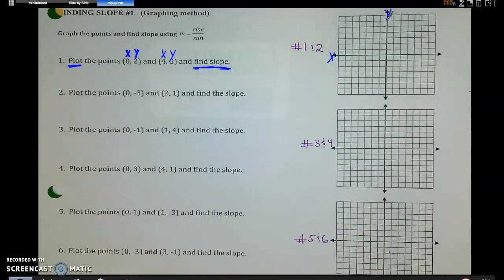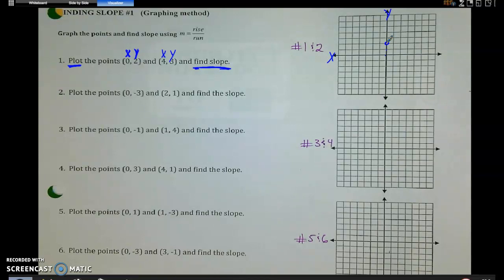So let's look at our first point, 0, 2. So we go to 0, 0 is right in the middle, okay? Now, I'm not actually going to put a point right there. I'm just going to hold it right there, and then I need to go, so x is 0, and then y 2. So that means up 2, 1, 2. So right there is our point.